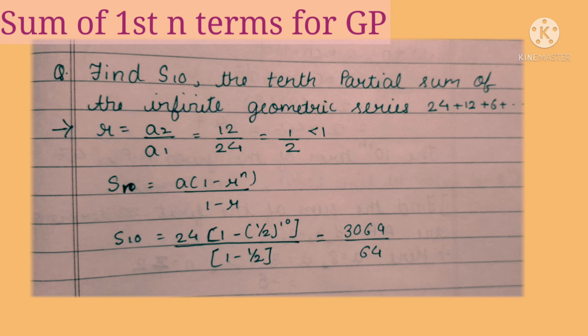So if R is less than 1, then which formula do we need to use? S is equal to A(1 minus R^n) divided by 1 minus R. According to that we put in the values. A is the first value, R is the common ratio, and N is the term we need to find, that is S10. So we got the answer as 3069 divided by 64.